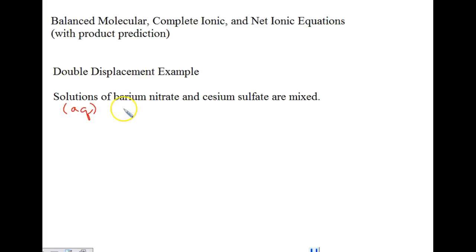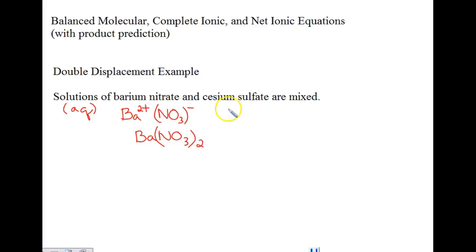But let's get the formulas. Barium, it's Ba, it's in group 2, so we know that it takes a positive 2 charge as an ion. Nitrate is a polyatomic ion, NO3, and it has a negative 1 charge. So the ratio of barium to nitrate is going to be 1 to 2. So the formula for that is Ba(NO3)2, keep the parentheses around it.